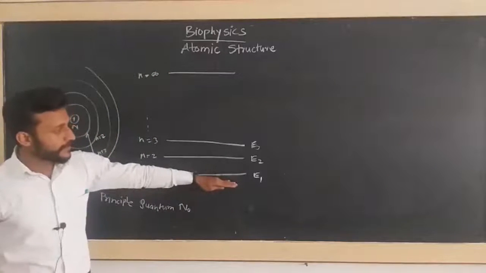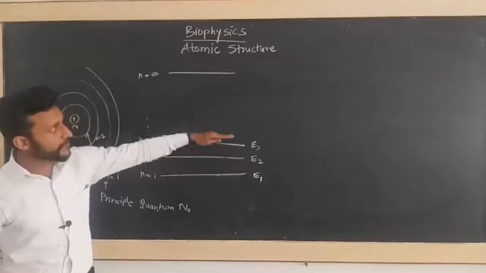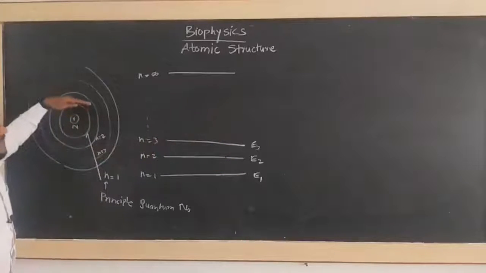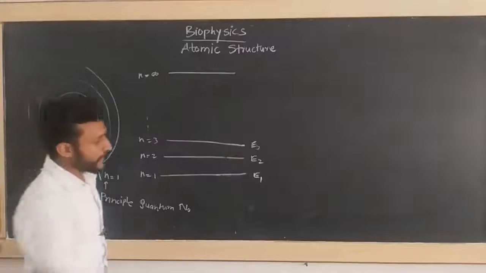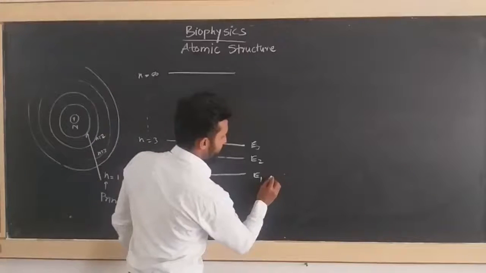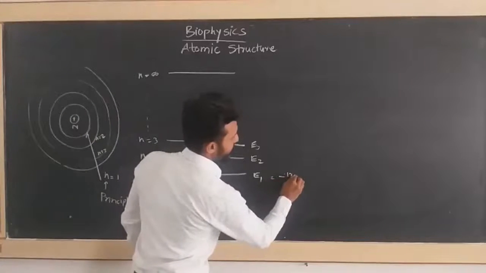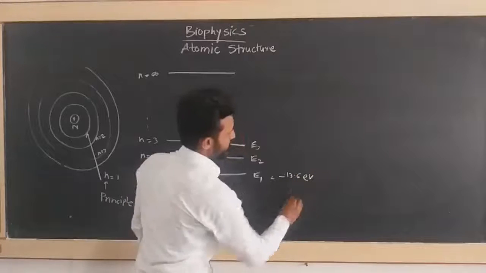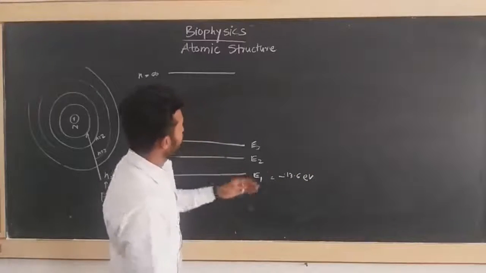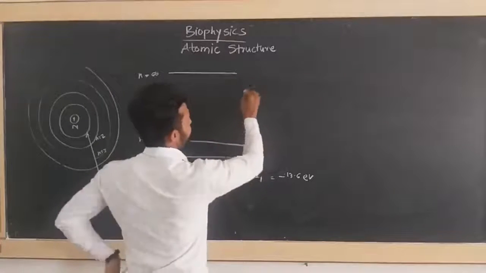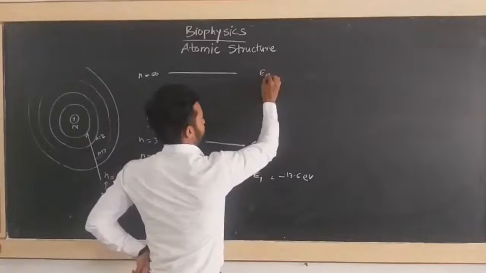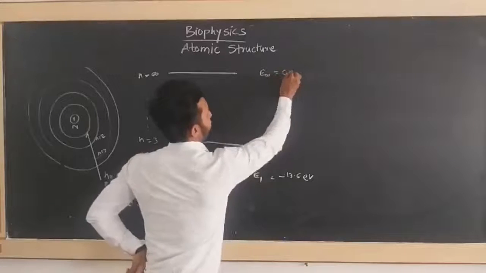The highest orbit has higher energy, and the energy is negative: for n equal to 1 it is minus 13.6 electron volt, and the energy of the last, infinite state is near about 0.